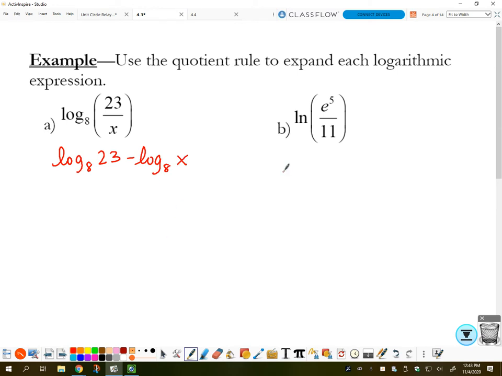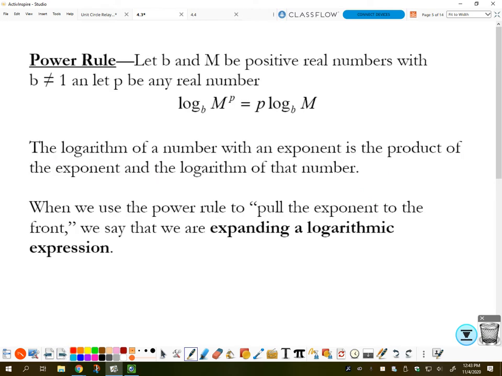Alright, on B, we have ln of e to the 5th minus ln of 11. Alright, so remember that ln is log base e. So if it's base e of e, those cancel each other out, and this is just 5. E to the 5th is e to the 5th. And then this one, we can't do anything with, so we just bring it down. Alright, again, if you typed in ln of e to the 5th, your calculator would just give you 5. They're equivalent statements.